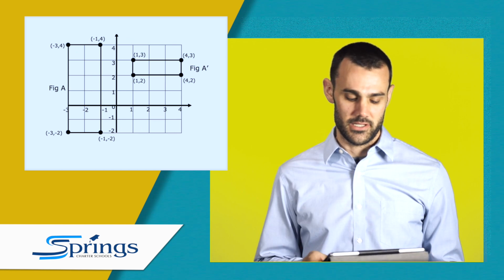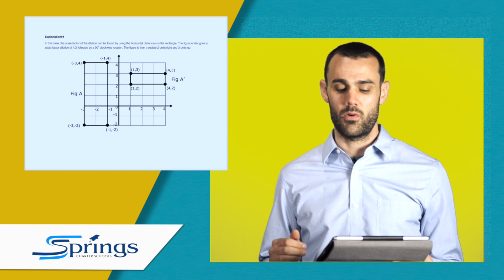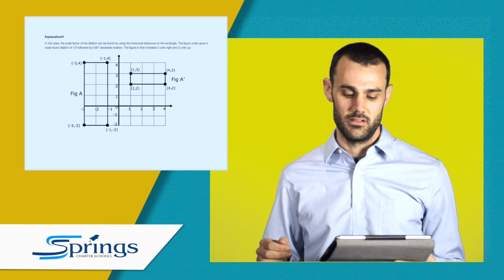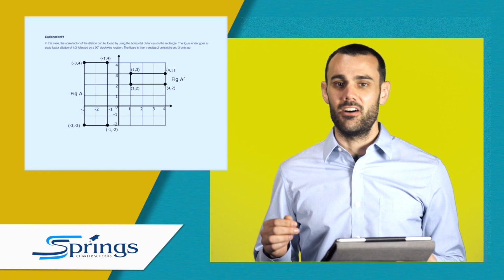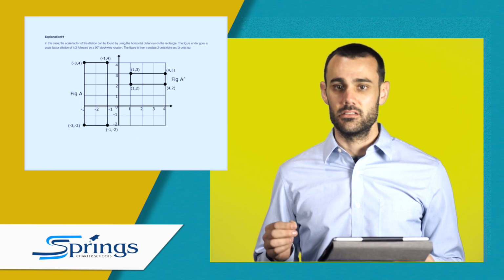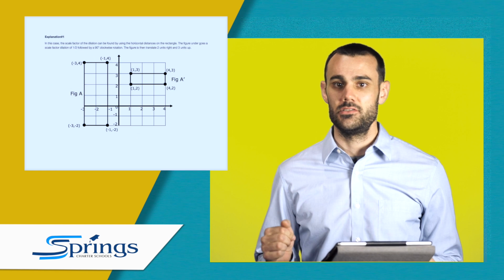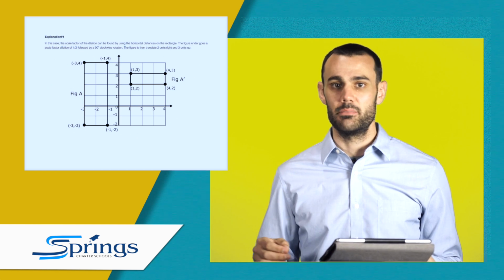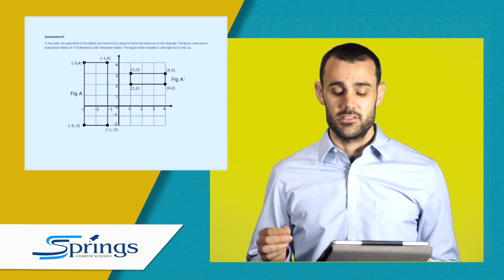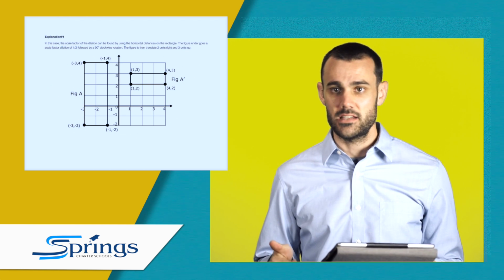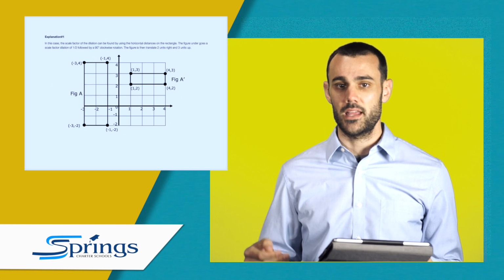But let's take another explanation. In this case, the scale factor of the dilation can be found by using horizontal distances on the rectangle. The figure undergoes a scale factor of 1/2 and also has a 90-degree clockwise rotation. The figure was then also translated 2 units to the right and 3 units up. This particular problem looked at many things we've discussed so far in this chapter. It has a rotation of 90 degrees, has a dilation factor or a scale factor, and it's even been translated.